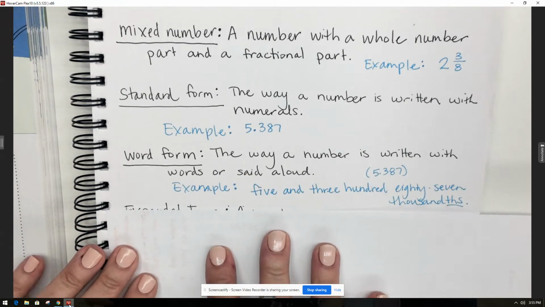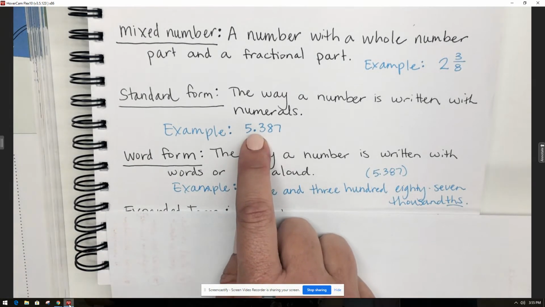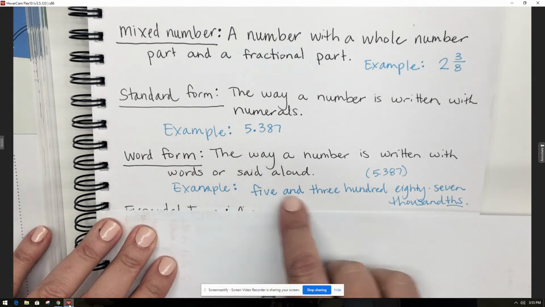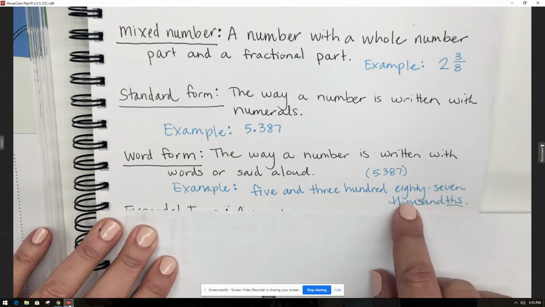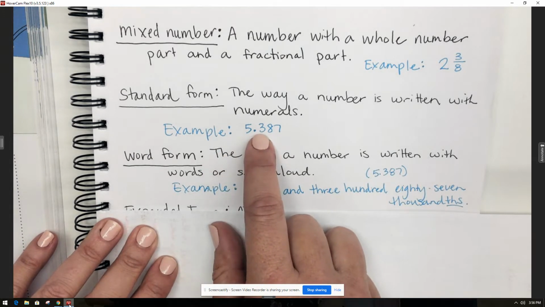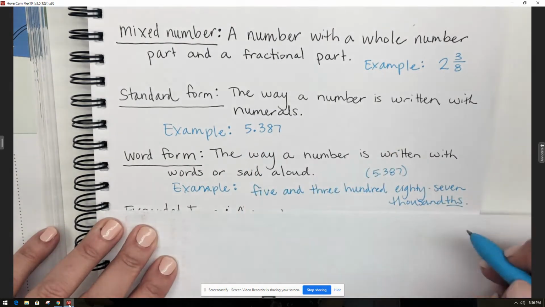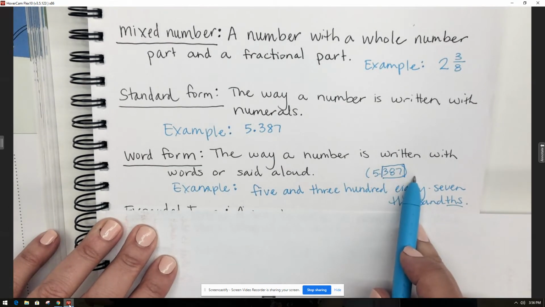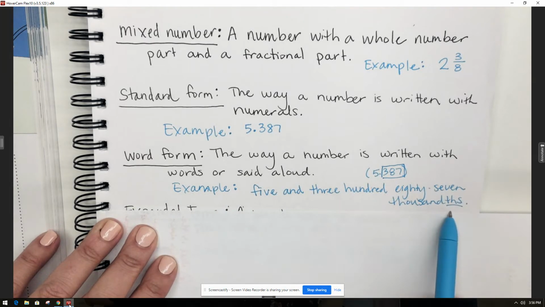So for example, we would write 5, and then anytime we see a decimal point, we write the word and. That word and means that you have 5 wholes and 387 thousandths. So you would say I have 5 and 387 thousandths. You think of this whole part here as the number 387. So in word form, it would be 5 and 387 thousandths.